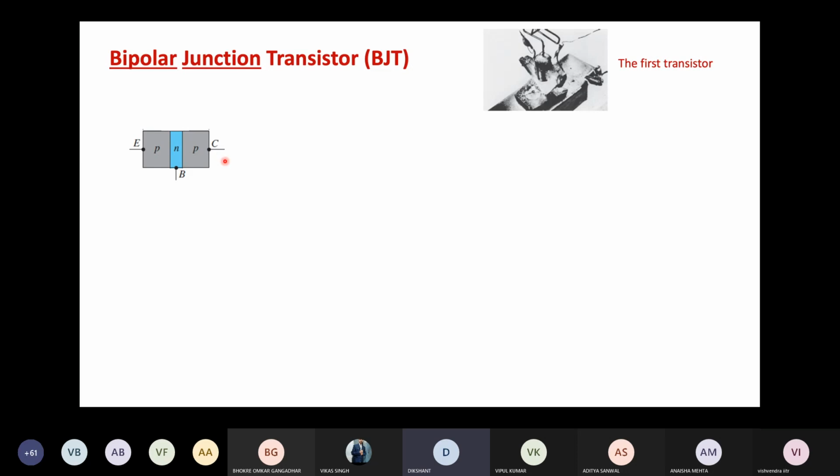Sir, a diode is also bipolar. Yes, a diode in a way is also bipolar. And this BJT is quite an extension of the diode itself, because as you can see, it is a PN diode, and if we put one more P type on the other side of the N type, it becomes a BJT.